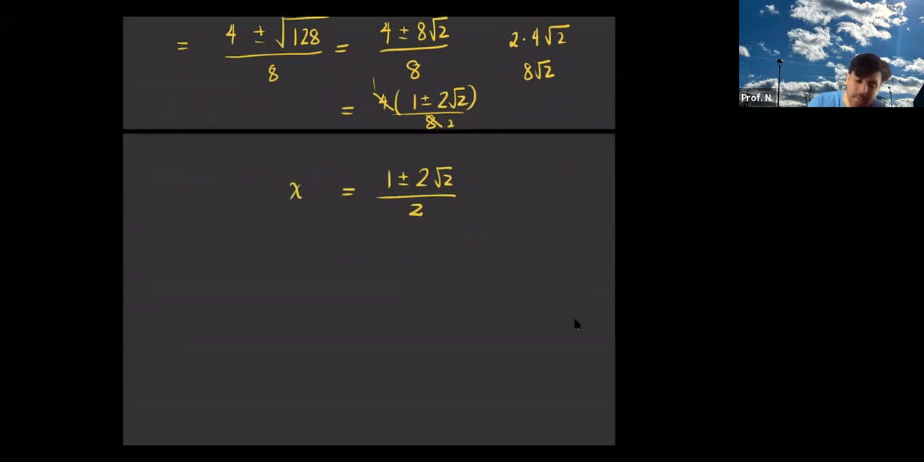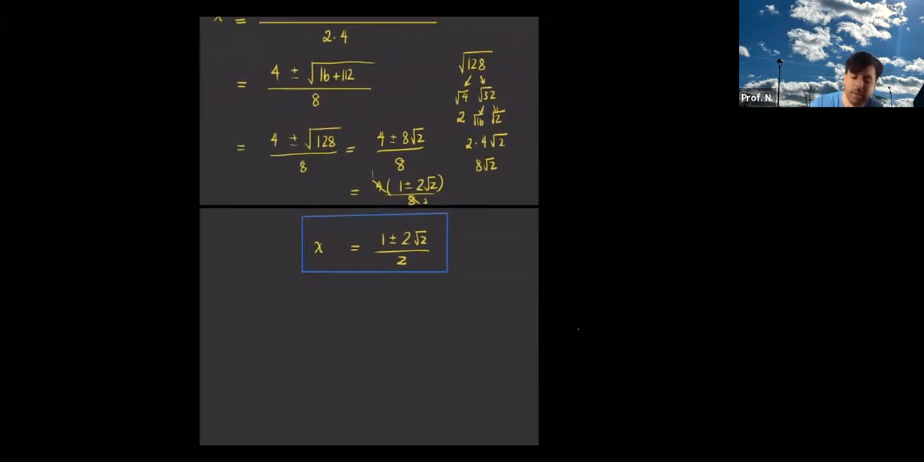That is my x. Those are my x values. I have a positive version of it, and I have a negative version. So another way I could write this is as my roots, right? I got the first root being 1 plus 2 rad 2 over 2, and I got the other one being 1 minus 2 rad 2 over 2.